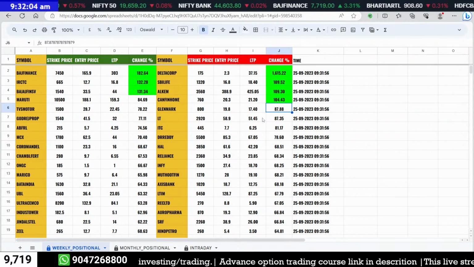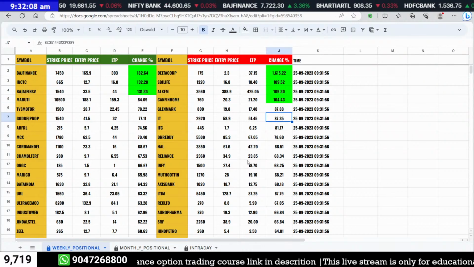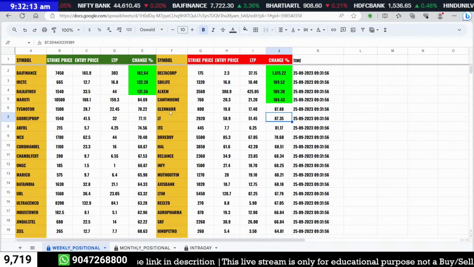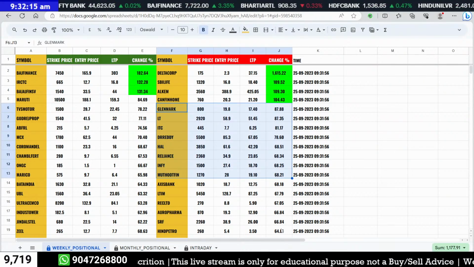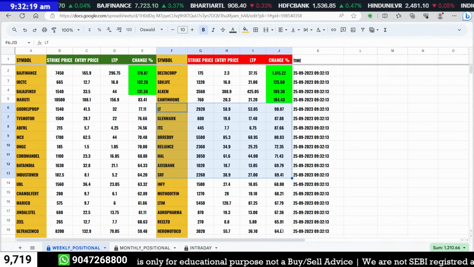So Glenmark 19.8 above, L&T 58 above, and Canfin, Alchemy, SBL. These are all pre-triggered, so we don't want to focus on them. We only want a newer opportunity from this list. We can focus on a new one, and Glenmark, L&T.